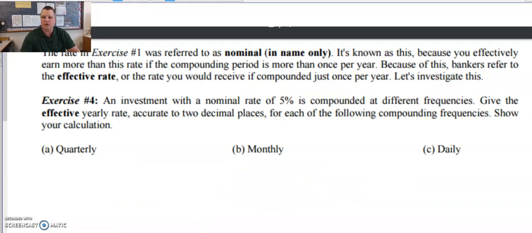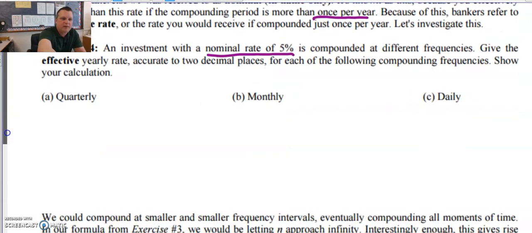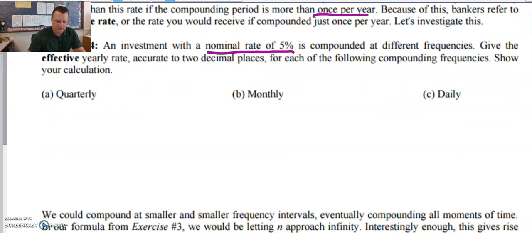Nominal. It is known as this because you effectively earn more than this rate if the compounding period is more than once per year. Because of this, bankers refer to the effective rate. Okay, so let's take a look at this with a nominal rate of 5%. So it's compounded at different frequencies. We're going to look at quarterly, monthly, and daily. So give the effective yearly rate. Okay, 2 decimal places.